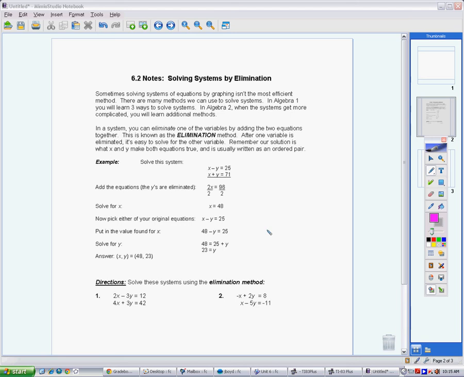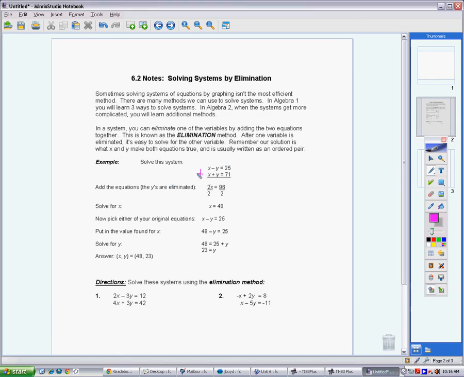Remember, our solution is an x and y that make both equations true and is usually written as an ordered pair. For example, solve this system. We have x minus y equals 25 and x plus y equals 71. We want to add the equations. On a side note, in order to eliminate the y's, they have to be opposite signs. So one of them has to be positive, one of them has to be negative, and they have to add up to equal 0.